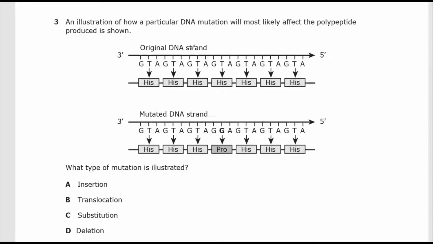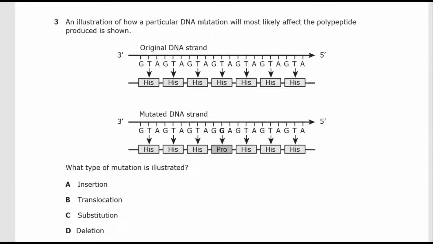Question number 3 from 2021, Biology End of Course Test. An illustration of how a particular DNA mutation will most likely affect the polypeptide produced is shown. Original DNA strand, mutated DNA strand, and what type of mutation is illustrated.